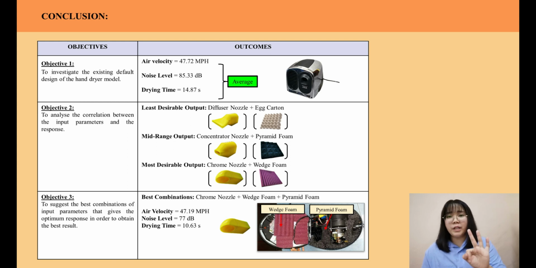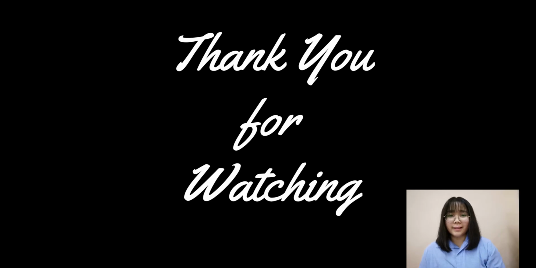From these three combinations, the result obtained has been validated, which gives the final reading of 47.19 miles per hour in terms of the air velocity, 77 decibel in terms of the noise level, and lastly, 10.63 seconds in terms of the drying time. And that is all from me.